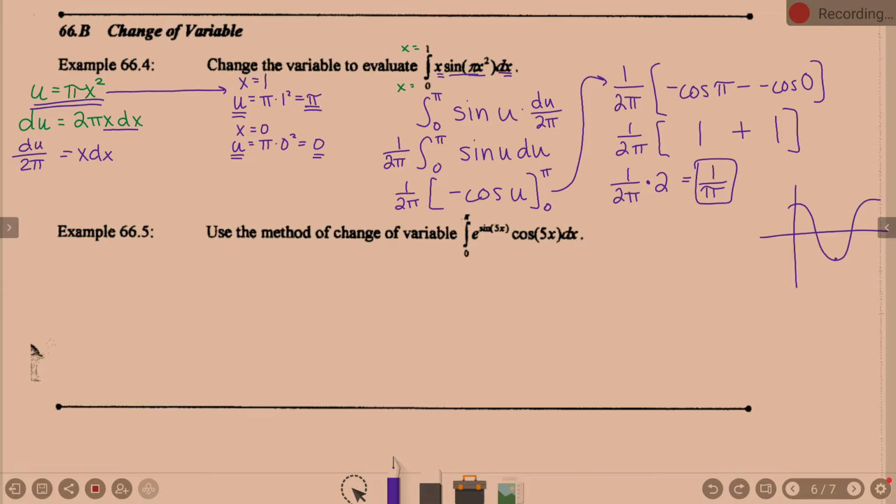Okay, we're going to try this same method. Use the method of change of variable. That does say 0 to pi, doesn't it? Yes. The integral from 0 to pi of e to the sine of 5x cosine 5x dx. Fun stuff.